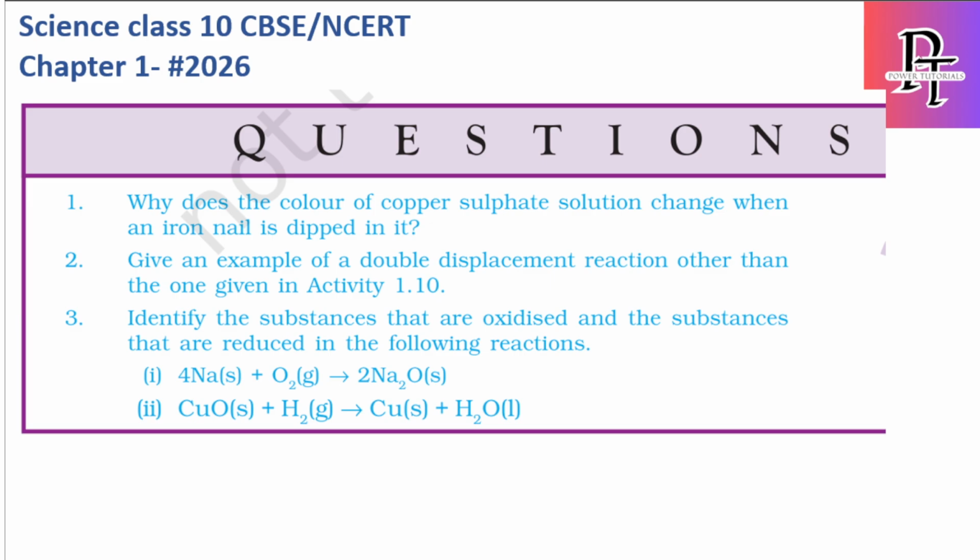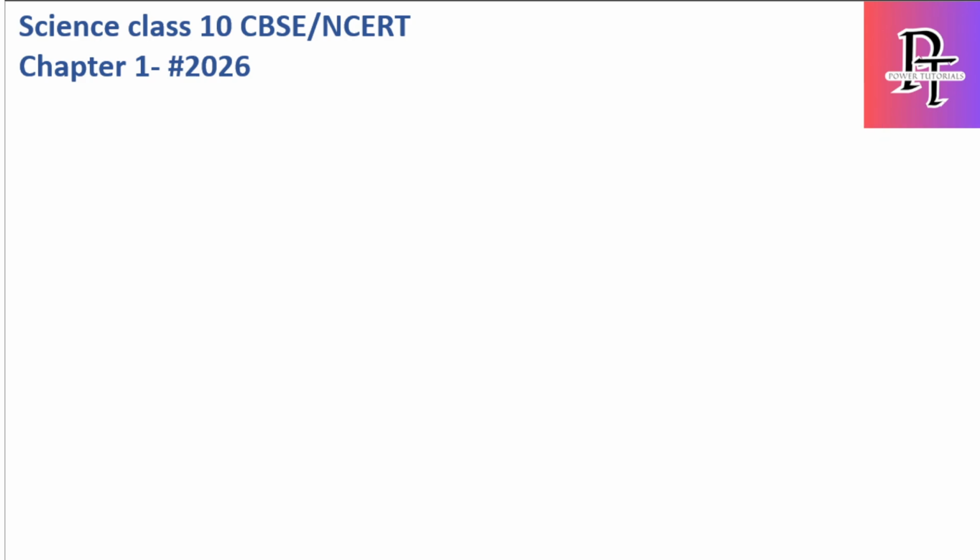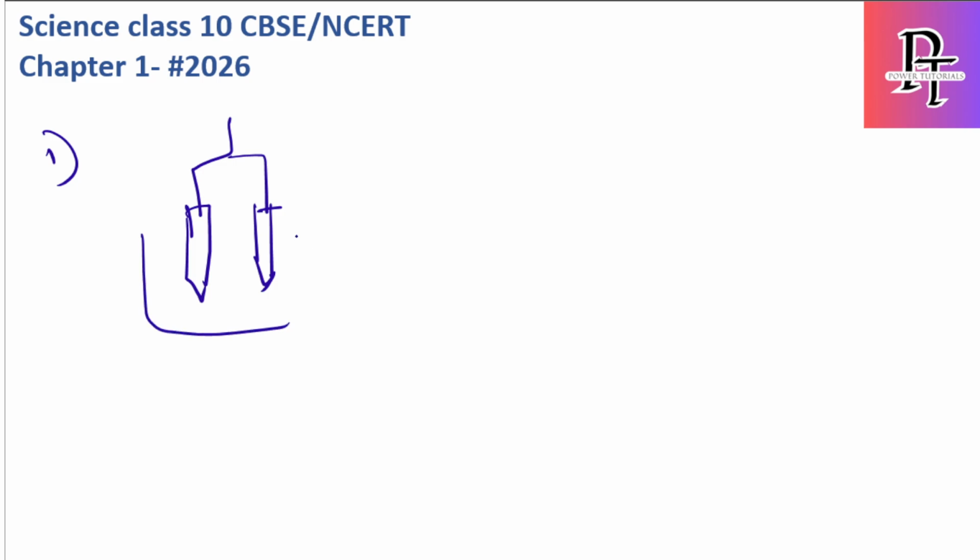So these are the last 3 questions, I guess. Yeah, these are the last 3 questions. Let's solve them one by one. Why does the color of copper sulfate solution change when iron nails are dipped into it? This is the same experiment you already covered. The experiment is, we have taken 2 iron nails and dipped them in a solution containing copper sulfate.